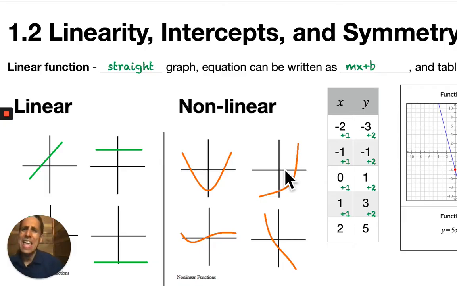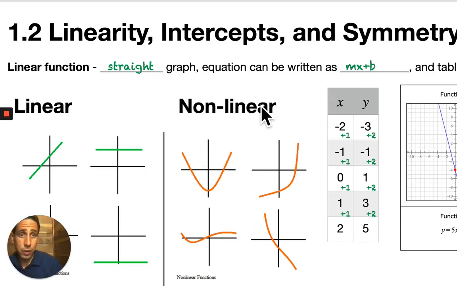Say that with me. Linearity. How does that sound? Right. Linearity, intercepts, and symmetry. So what is a linear function? Well, you can look on a graph. It's a straight graph. You see all these green lines are all straight. Nonlinear would be any kind of curve.